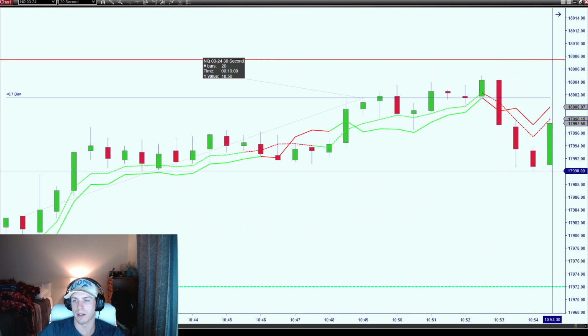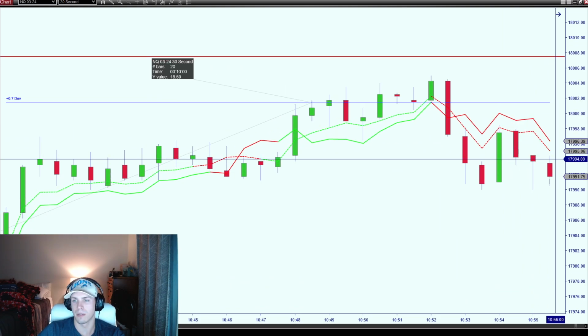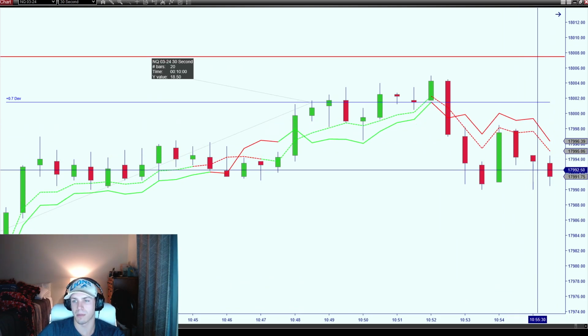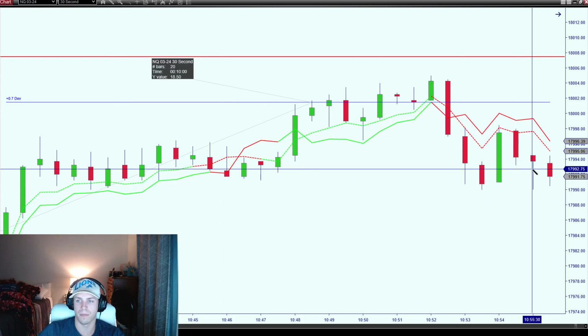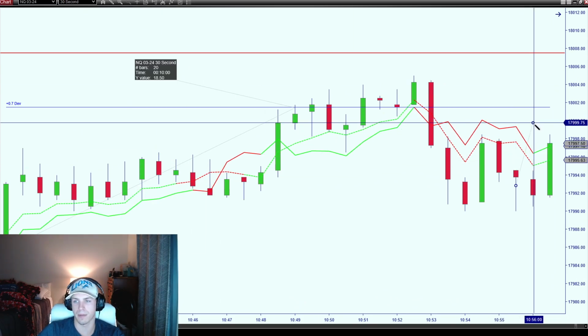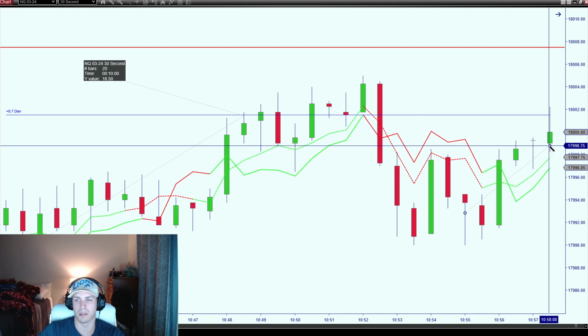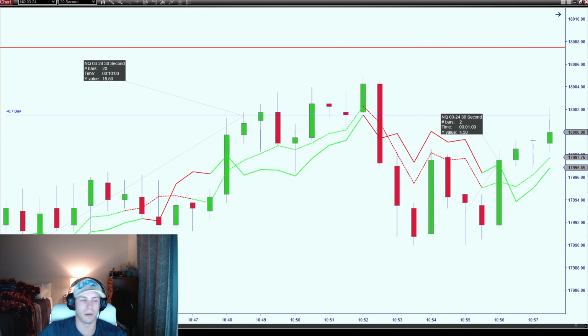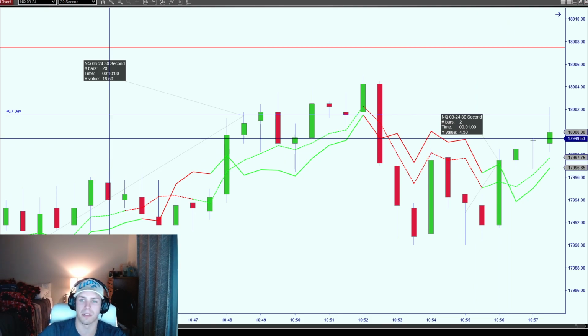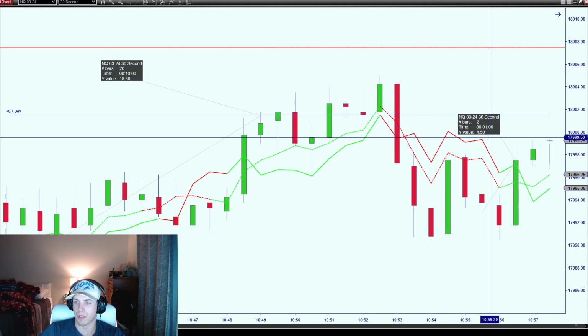Both pointing down here, didn't break the low. Both pointing down here as well, we did break the low. So entry there, stop would be up here. And it comes right back up. You could probably exit there for an early loss because we do come up there. So about -5, -6.